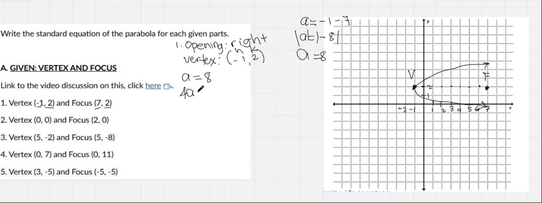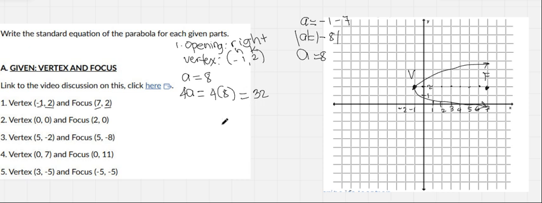Next, once you have your A, you are going to get your 4A because in writing our standard equation, we need our 4A. We don't just need our A, but the 4A there or the length of the latus rectum. We have 4 times 8. Our A is 8. So we have 4 times 8, that should be equal to 32. So we have our 4a as 32.